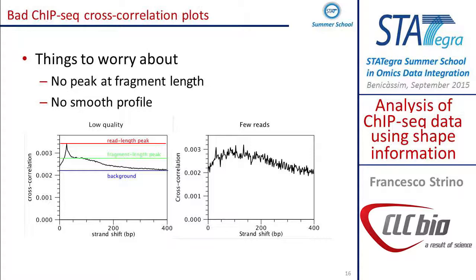Another thing: if the profile is very jagged, so you see that it goes up and down very much, it means that you have very few reads. It doesn't mean that they're necessarily bad, it just means that you have very few. If you don't have enough coverage, then this profile doesn't have time to converge, so you will have a lot of spikes just because you don't sample enough. If you had the same thing with a lot more reads, it would be much smoother.